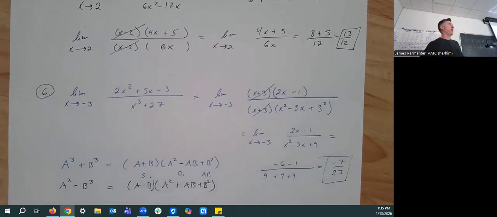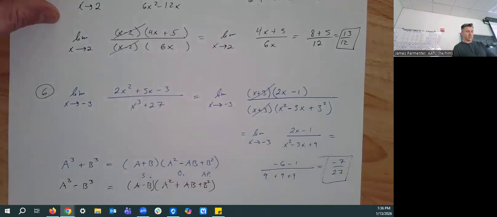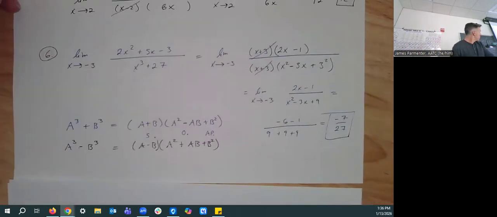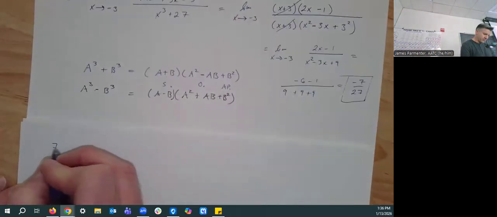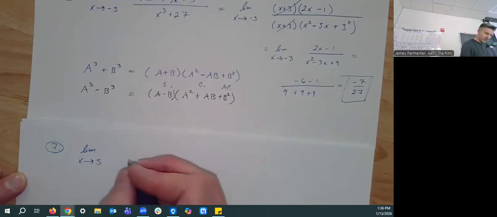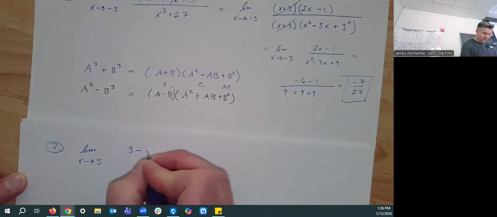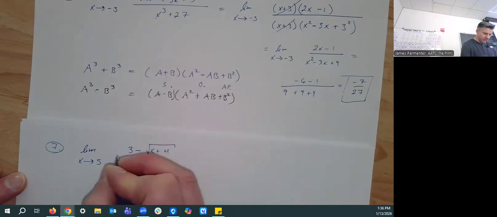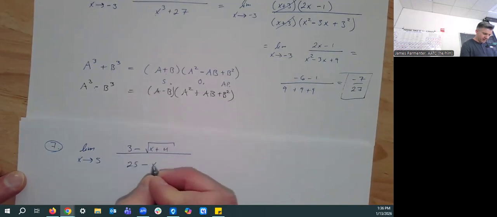So if you're lucky enough to have a 0 over 0 situation where it's just polynomials, things will usually factor. In fact, they kind of have to factor. But that's not the only 0 over 0 situation we might encounter. For example, we might have something like the limit as x approaches 5 of 3 minus the square root of x plus 4 over 25 minus x squared.